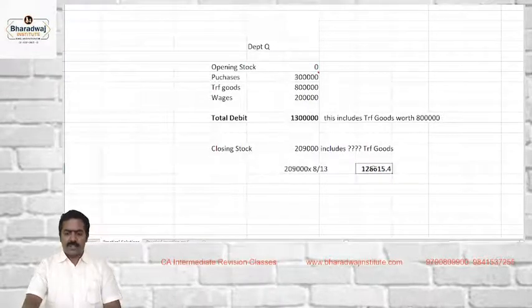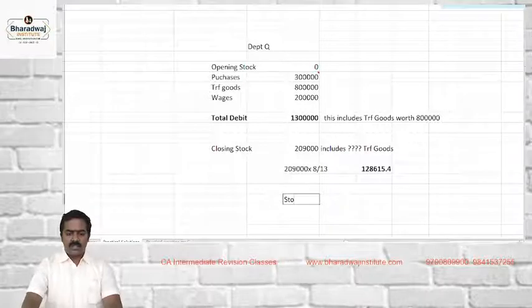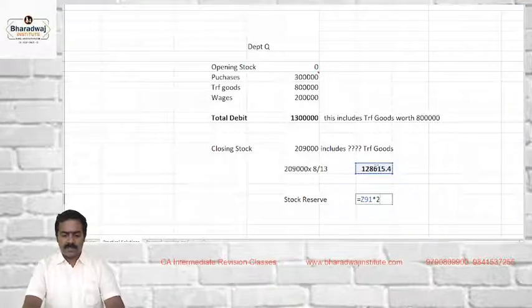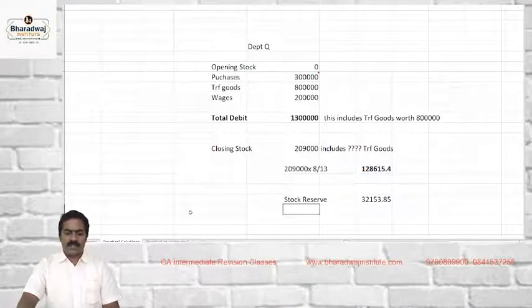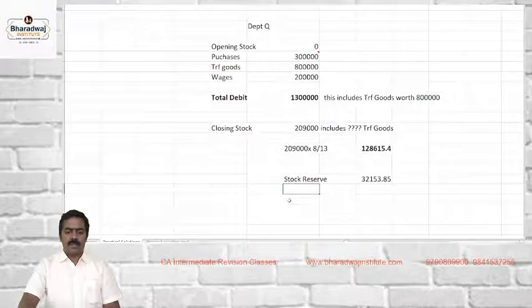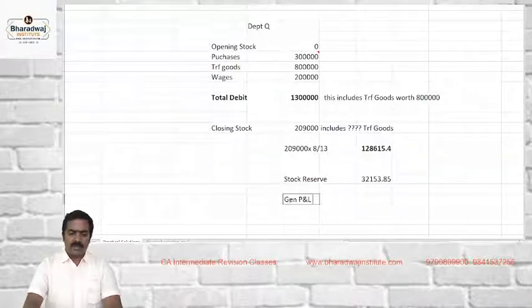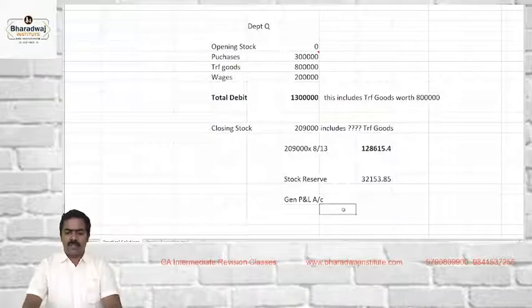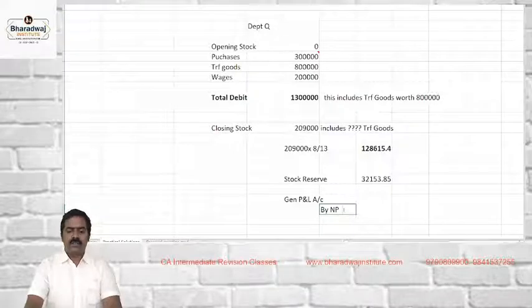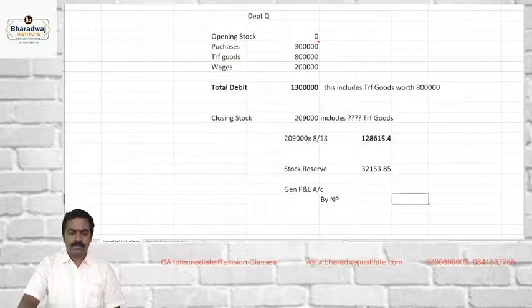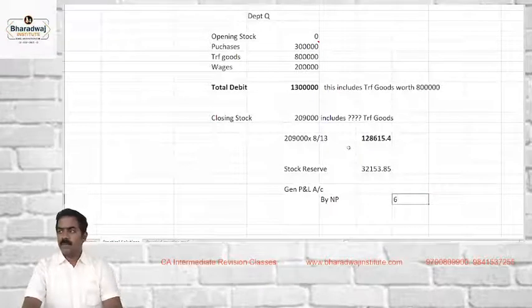This much transferred goods. Therefore, stock reserve is equal to, on this how much percentage? 25%. So simple. When you prepare the general P&L account, we will bring the net profit of both the departments. Tell me the net profit of both the departments together. 6 lakhs?